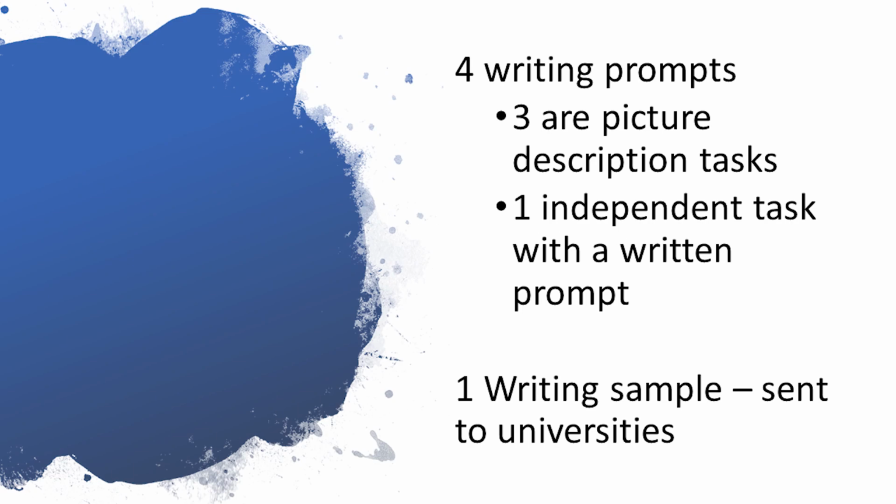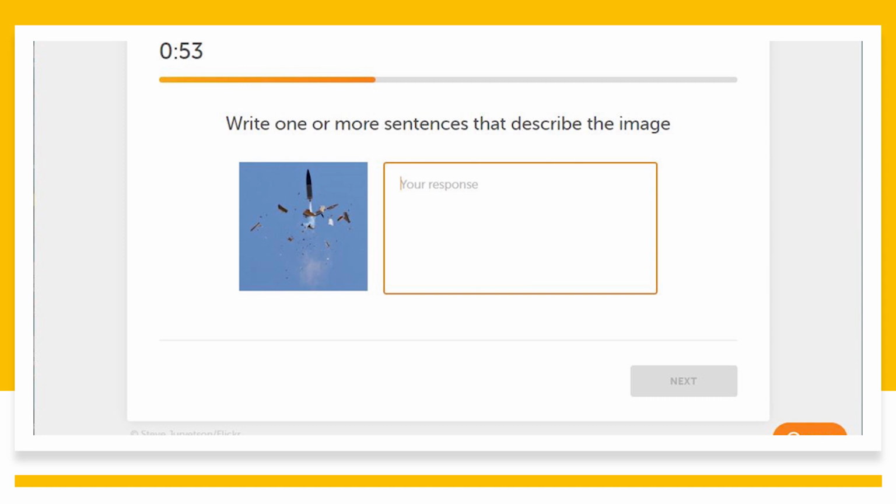In the literature about the Duolingo English Test, Duolingo explains that on this test, there are 4 writing prompts. 3 are described as picture description tasks. 1 is described as an independent task with a written prompt. In addition, there is also 1 writing sample, and that is sent to universities. Here is an example of a picture description task. Your goal for this type of question is to describe the picture in 1 or more sentences.